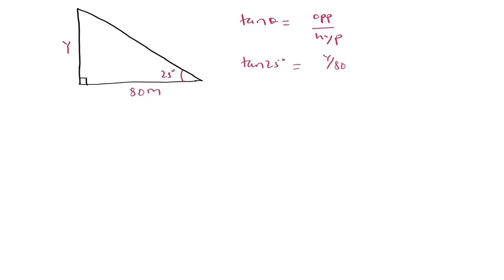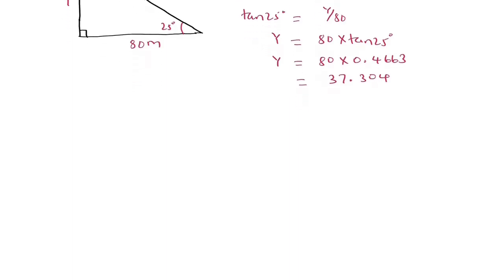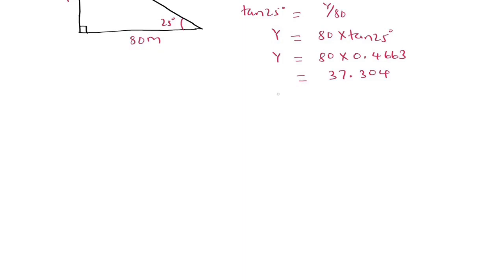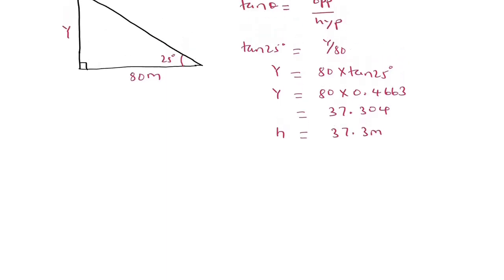Next we are going to make y the subject of the formula by multiplying both sides by 80. Then our equation is going to be y equals 80 times tan 25. Now reading from the table, tan 25 equals 0.4663. Then our equation is going to be y equals 80 times 0.4663, which after solving gives 37.304. Rounding this to one decimal place, we have the height of the building to be 37.3 meters. And this is going to be our answer.